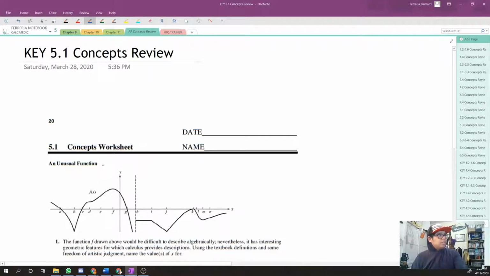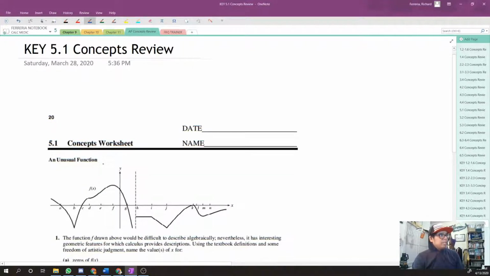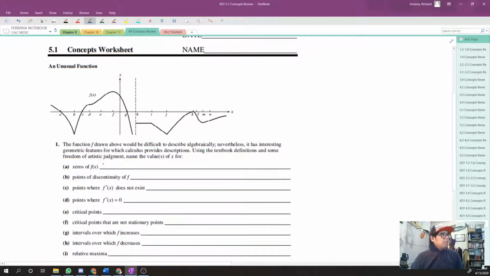So zeros for f would be, let's see, right over here at A. Yeah, here at A, over here that looks like at C, over here at G, and over there at K. All of those places, the graph of f intersects with the x-axis, so that produces a 0.